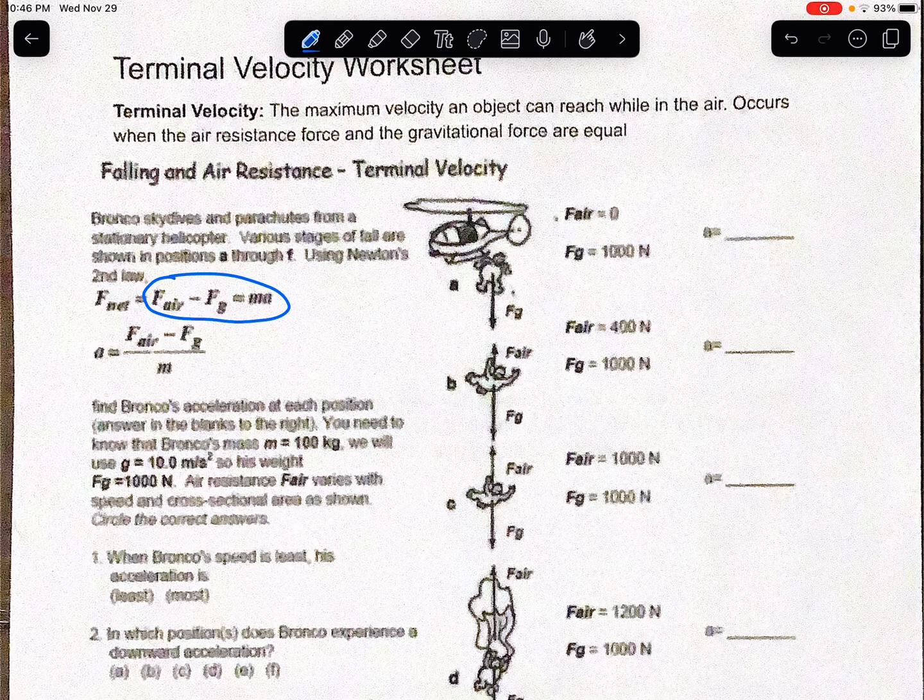So we're looking at what is our acceleration when it jumps out of the helicopter. We're going to do F air minus Fg, so 0 minus 1,000 equals our mass, which is 100, times a. I would divide both sides by 100, and you're going to get an acceleration of negative 10 meters per second squared. See? It's okay to be negative because what's happening is you are falling down. That acceleration is pulling you down, that's the gravitational force pulling you down.